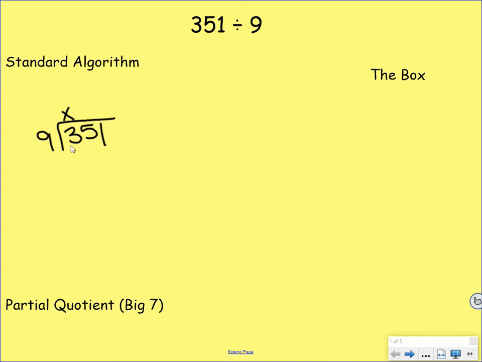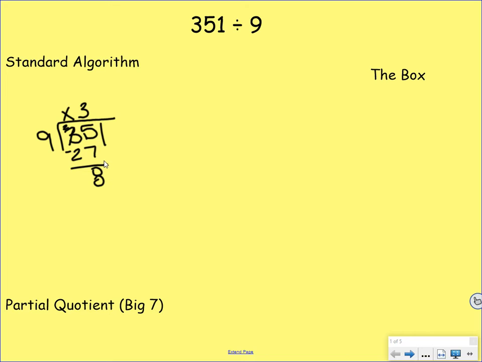And now we say, how many times can 9 go into 35? So 9 times what is something close to 35? 9 times 2 is 18. 9 times 3 is 27. Okay, so it's 3 because 4 is too much. 27, and I subtract that from the 35. I got to borrow now. So that's an 8, and that's a 0.